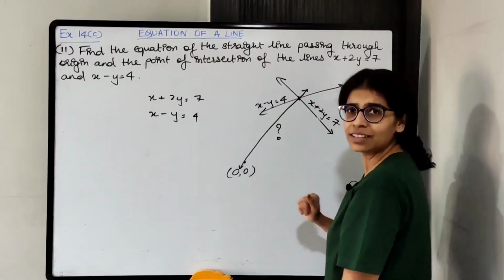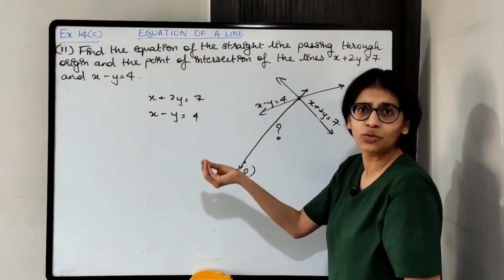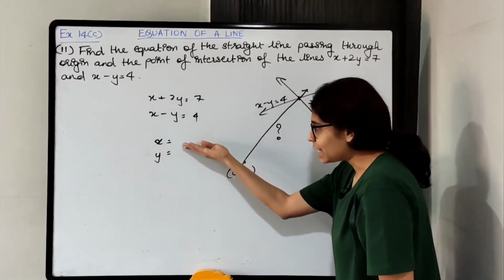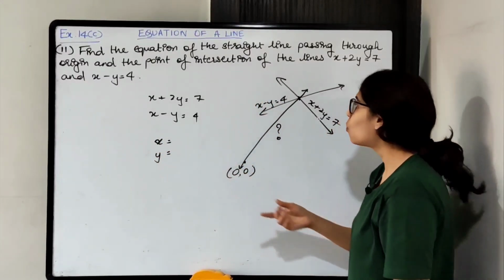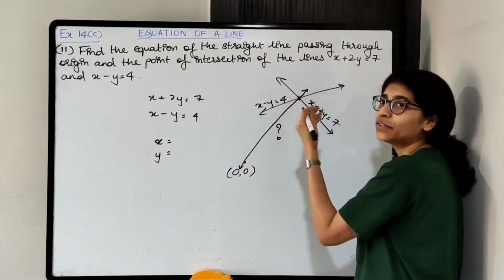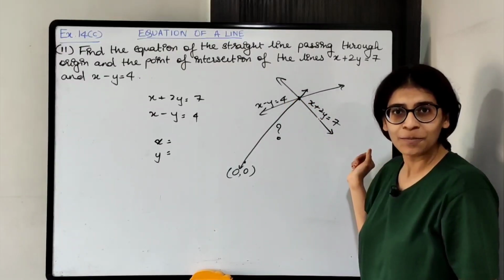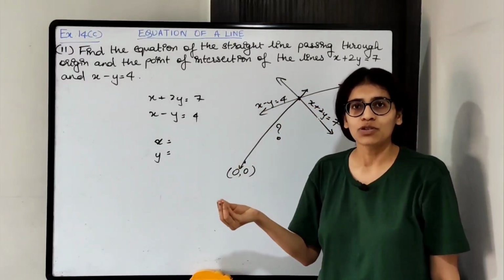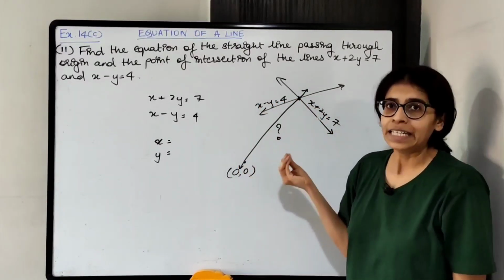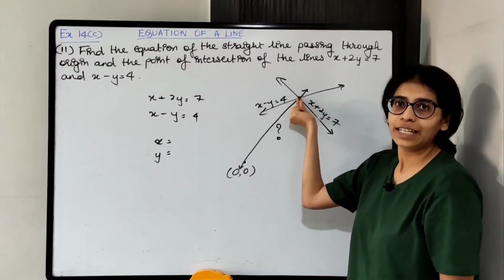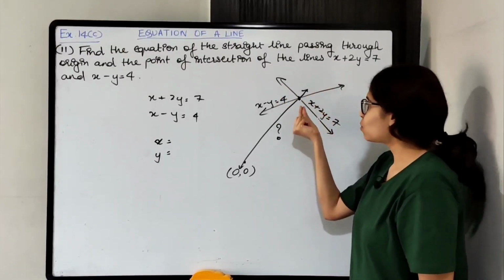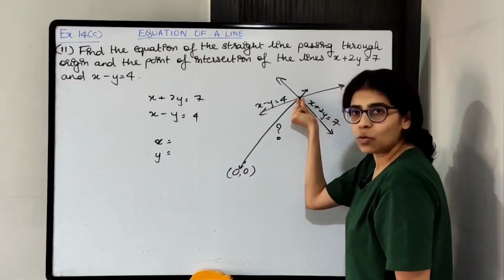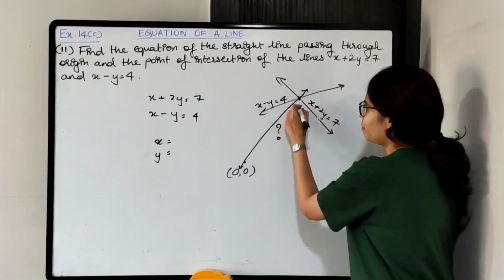On solving, like we solve linear equations in two variables, you will get the value of x and the value of y. Once you get the values of x and y, this is nothing but the coordinates of this point of intersection. So when you are solving two linear equations, what you are getting is the coordinates of the point of intersection of the two lines. So its coordinates will be found.